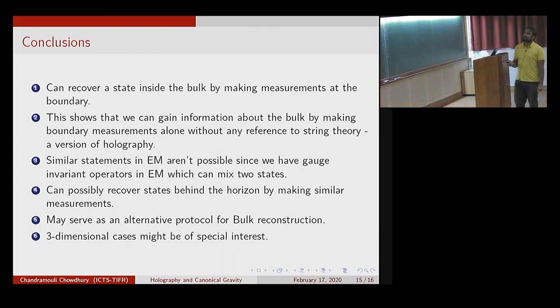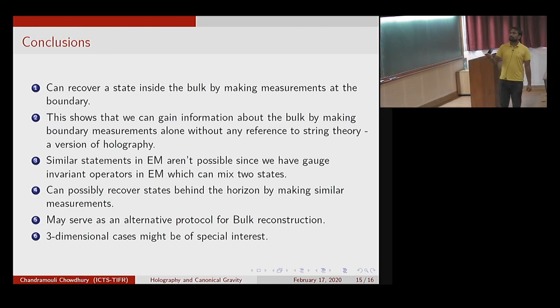Okay, the first thing is that we can recover a state inside the bulk by making measurements on the boundary. And all of this is actually done without making any reference to string theory. Although a large part of this is expected from string theory by a principle called holography or AdS/CFT, where they actually talk about measurements of correlation functions on the boundary, and basically relating correlators in AdS to correlators in CFT. But here we are not bringing any of that into the picture. We are just talking about how a quantum theory of gravity in principle can have all of these.